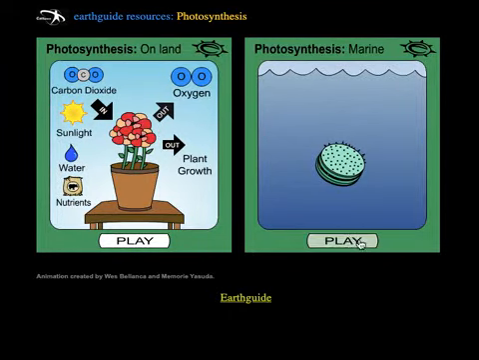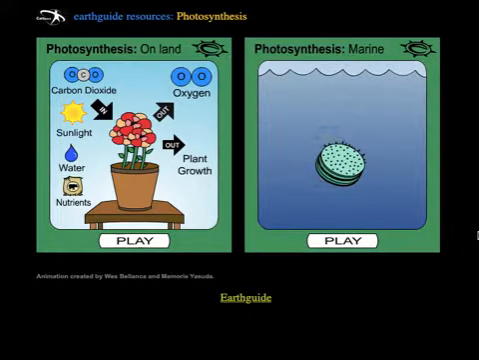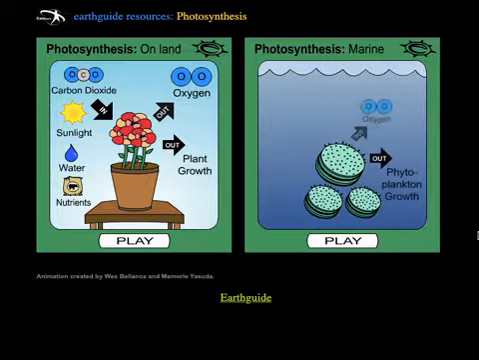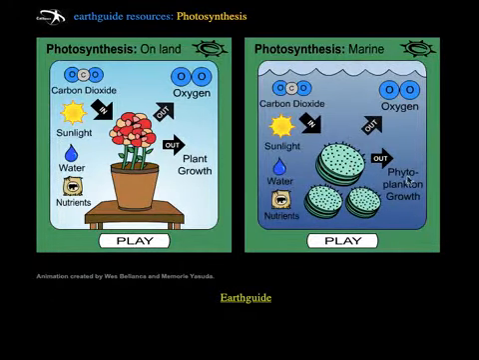Now on the right, marine photosynthesis is very similar. You still have carbon dioxide going in, sunlight going in, water, and of course some nutrients to make sure the cells are healthy. It goes in, and the oxygen comes out. But at the same time, instead of growing bigger, the phytoplankton just grow more. So they use the glucose to reproduce. Plants use glucose to reproduce, of course, but they also use it to develop.